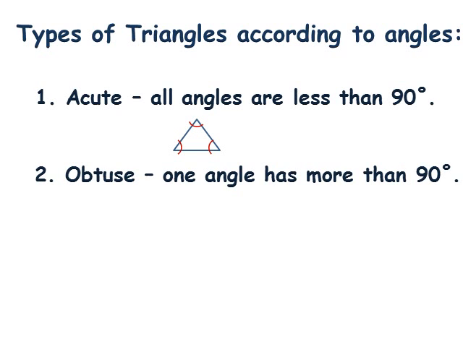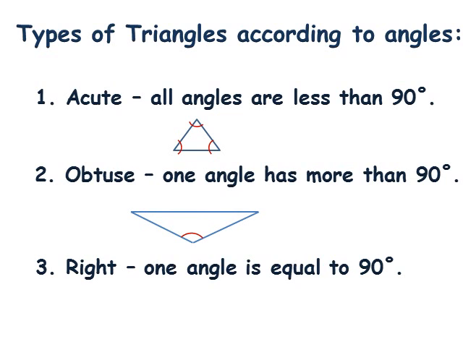The next one is called obtuse triangle, where one angle has more than 90 degrees. Only one angle. You cannot have two obtuse angles, or two angles that are more than 90 degrees, because our triangle will not close. Okay, so this is an example, and that is the one that has more than 90 degrees. Okay, and the third one is called right triangle, where one angle is equal to 90 degrees.